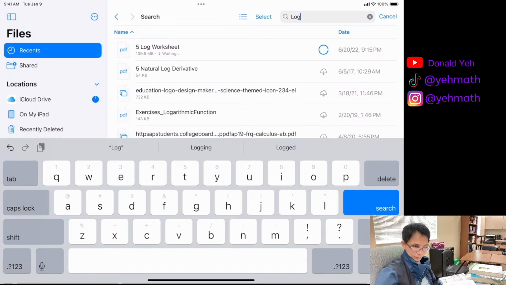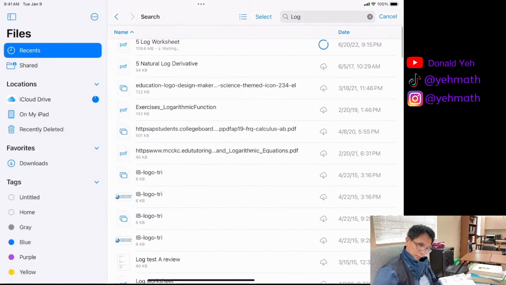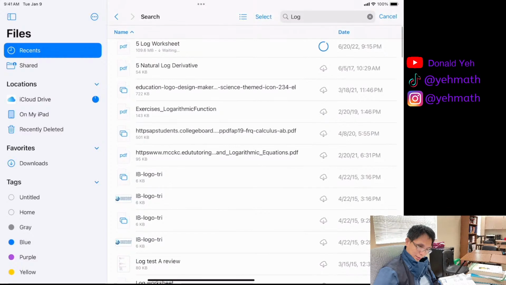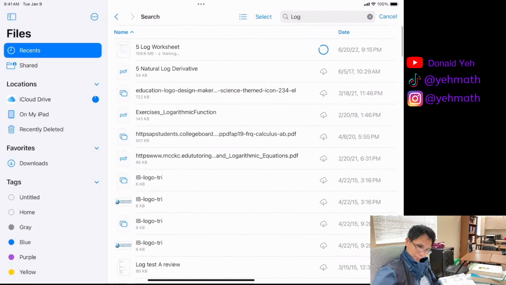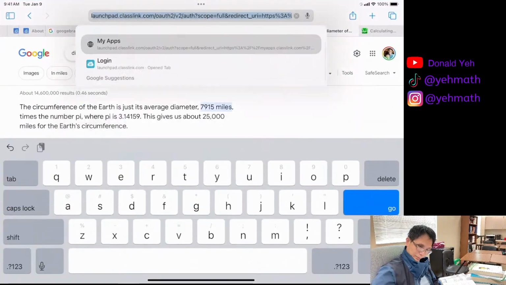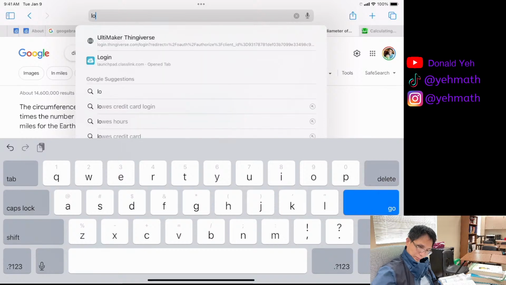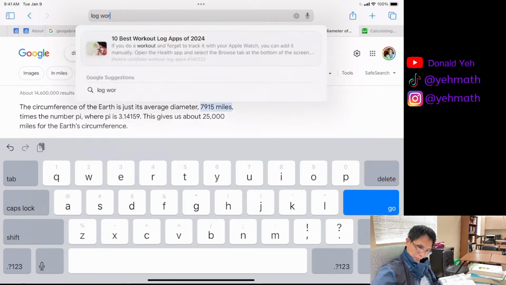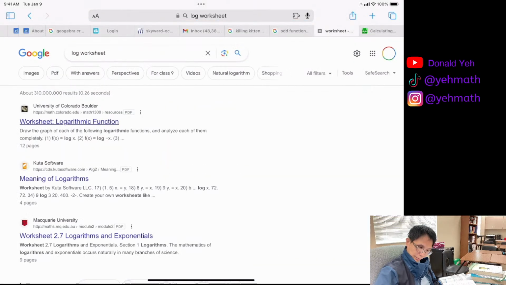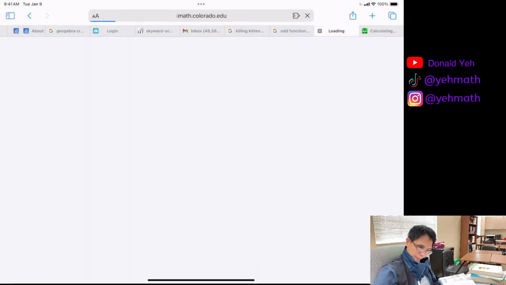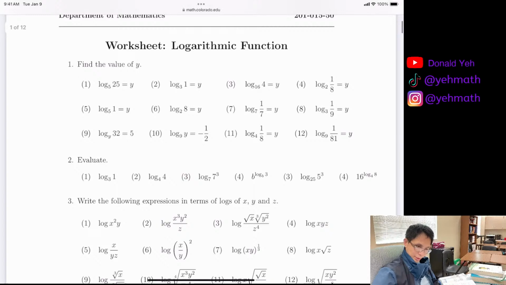Well, it's not loading. Yeah, because I need to teach it. Yeah, this is the best worksheet I ever made.